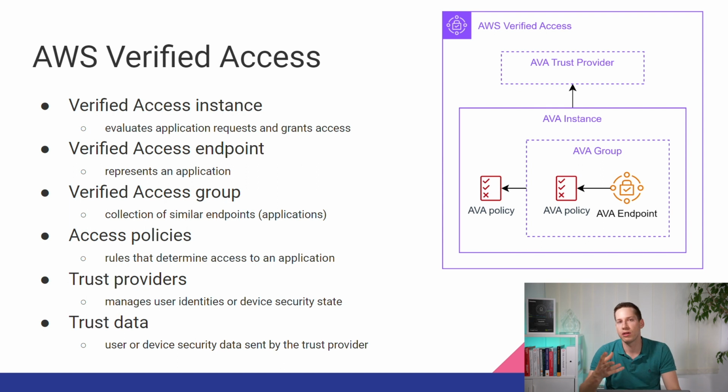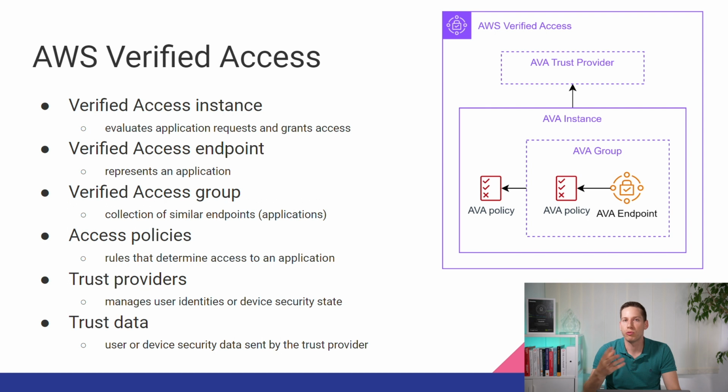Then you can create verified access groups, which are going to group together applications that have the same or similar security requirements, because you can define policies on an application level, which in this case is an endpoint, and also on a group level, and this makes it possible to avoid a lot of redundant configuration for all of your applications. The next component here is the verified access policies, which are going to define the permissions that are allowed regarding an application or a group.